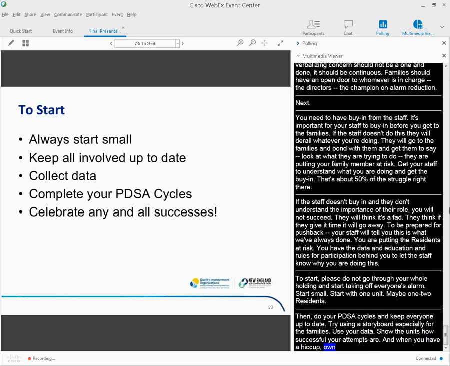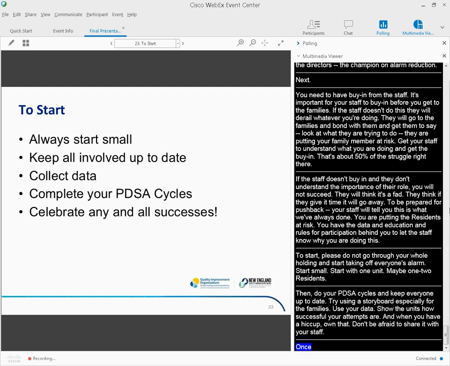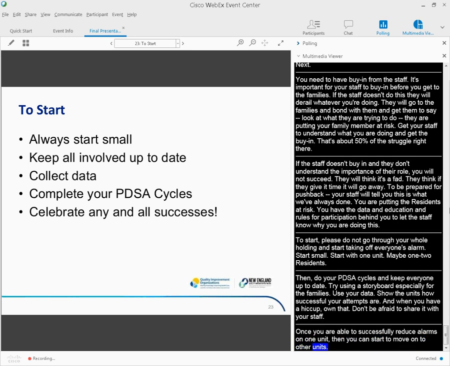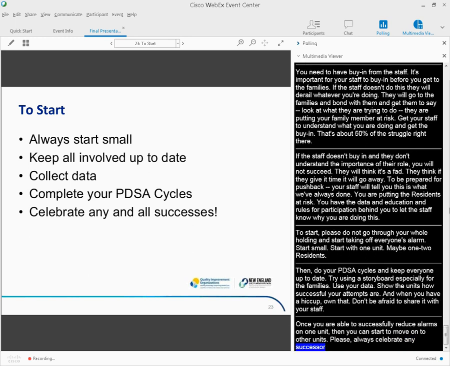Once you're able to successfully reduce alarms on one unit, then you can start to move it on to other units. And so please always celebrate any little successes that you have with alarm reduction. Any quality improvement that you're trying to do, celebrate and recognize the work that your staff is doing.